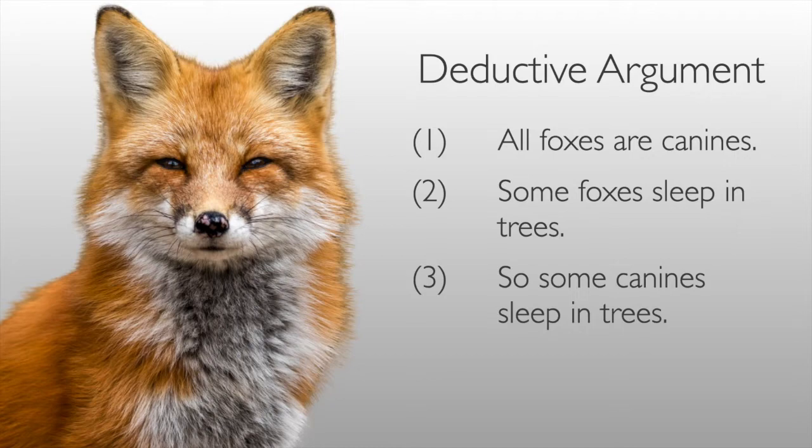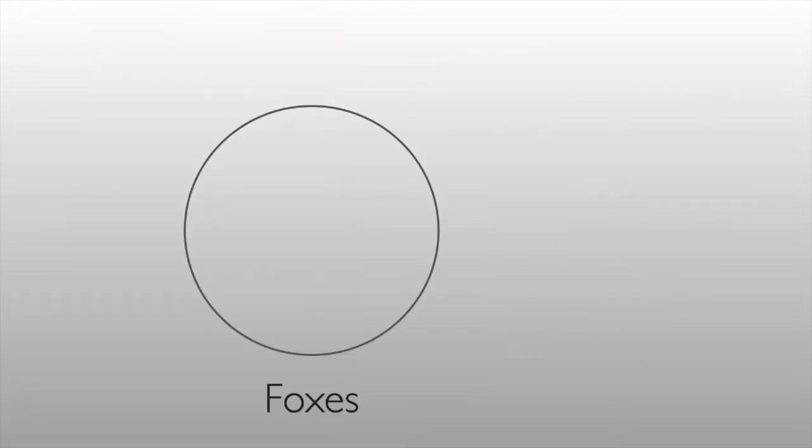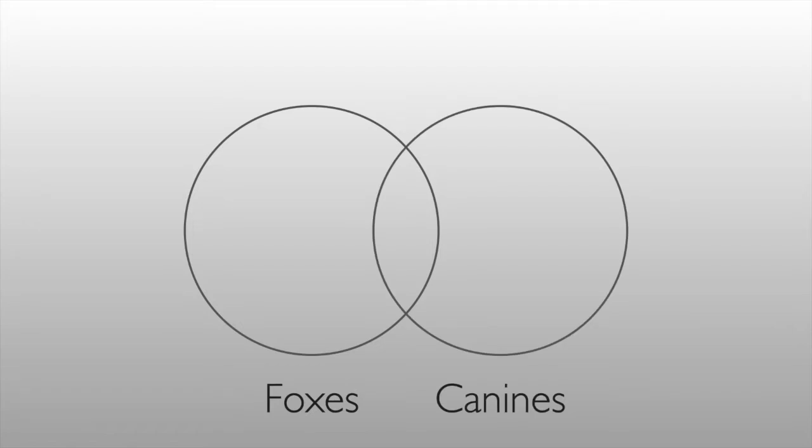A closer look at this argument will show how deduction aims for a guaranteed conclusion. Let's say all foxes in the world are in this circle. If something is in this circle, it's a fox. Outside the circle, not a fox. And let's say all the canines in the world are in this circle. Wolves, coyotes, your grandma's Yorkie, they're all in this circle. But anything outside this circle is not a canine.